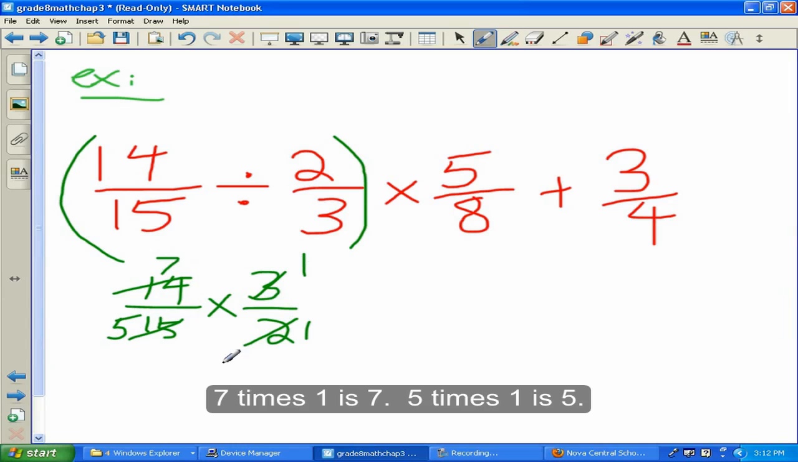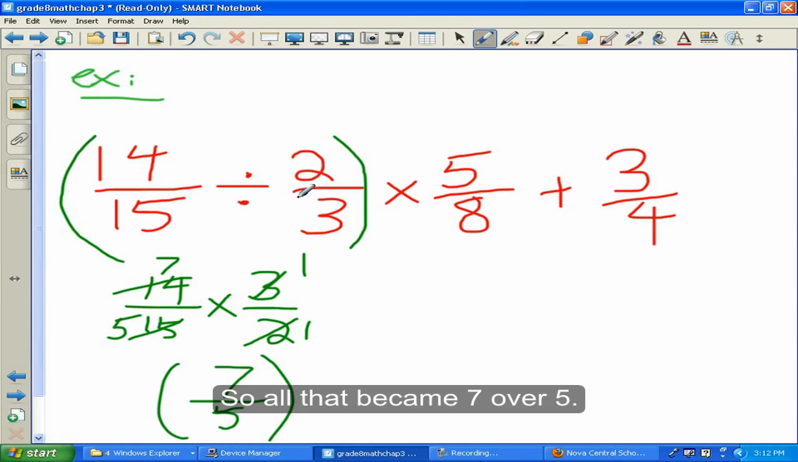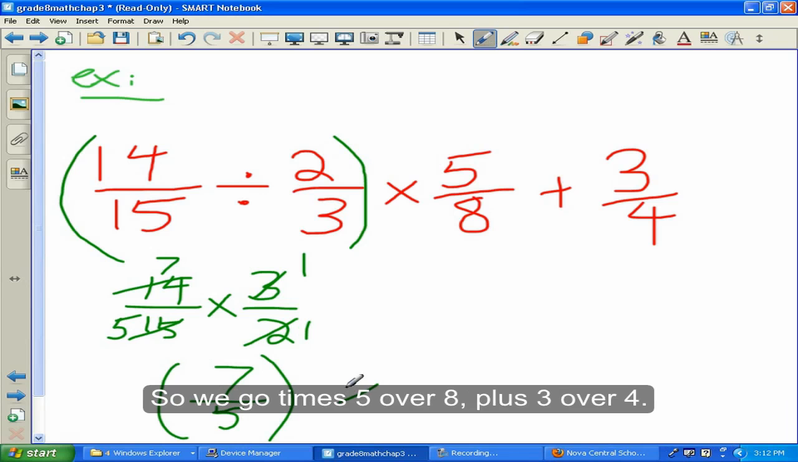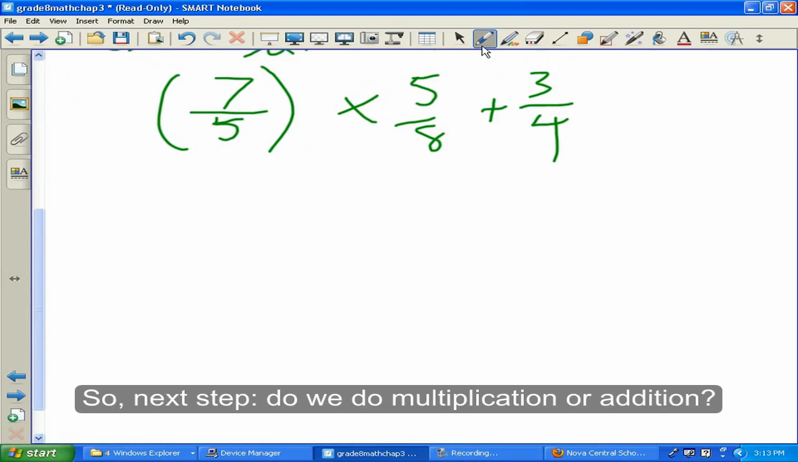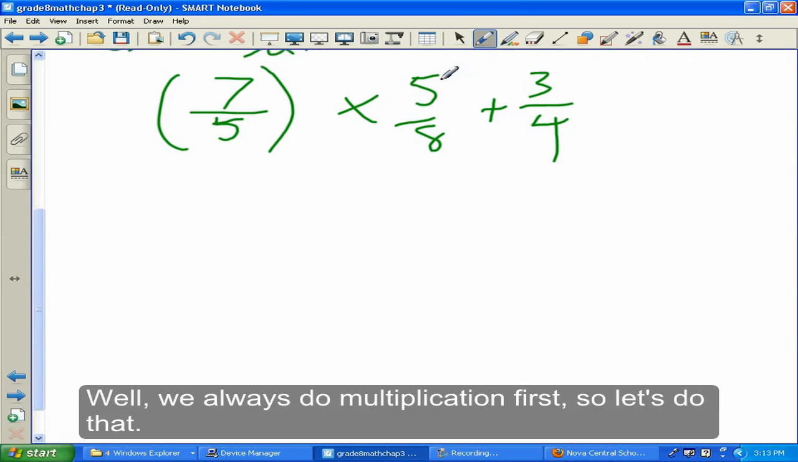7 times 1 is 7. 5 times 1 is 5. So all that became 7 over 5. And don't forget what's left. So we go times 5 over 8 plus 3 over 4. Okay. So next step, do we do multiplication or addition? Well, we always do multiplication first, so let's do that.